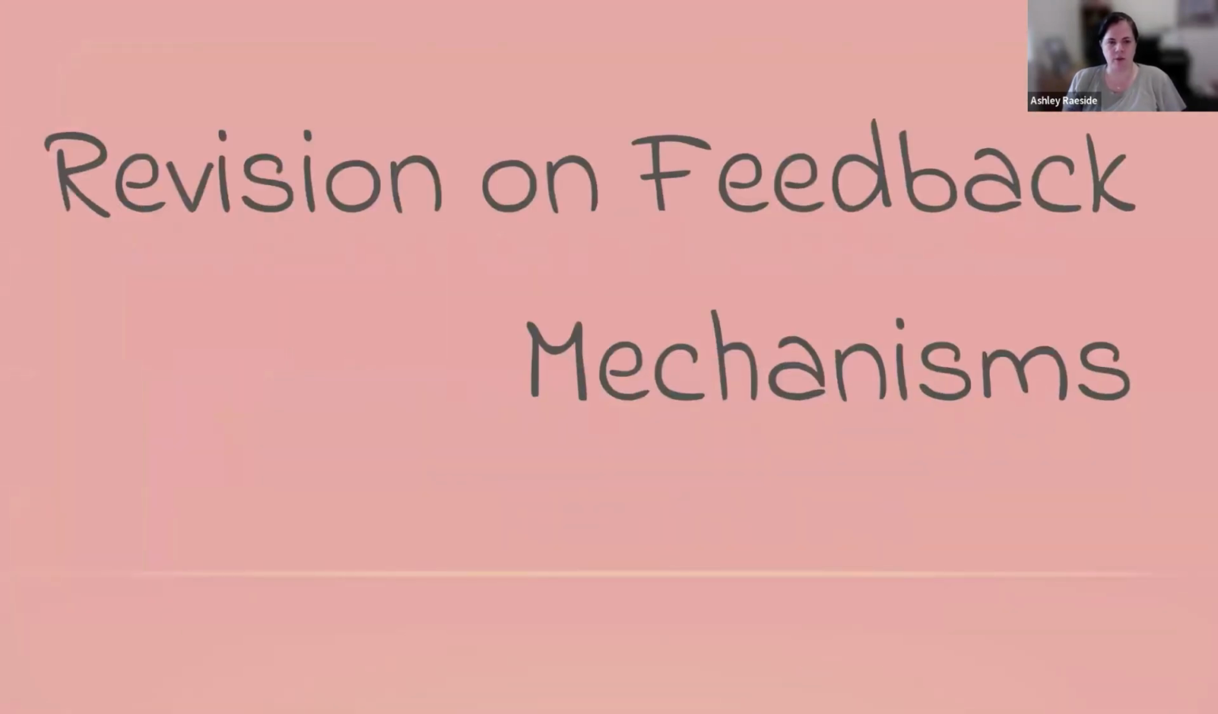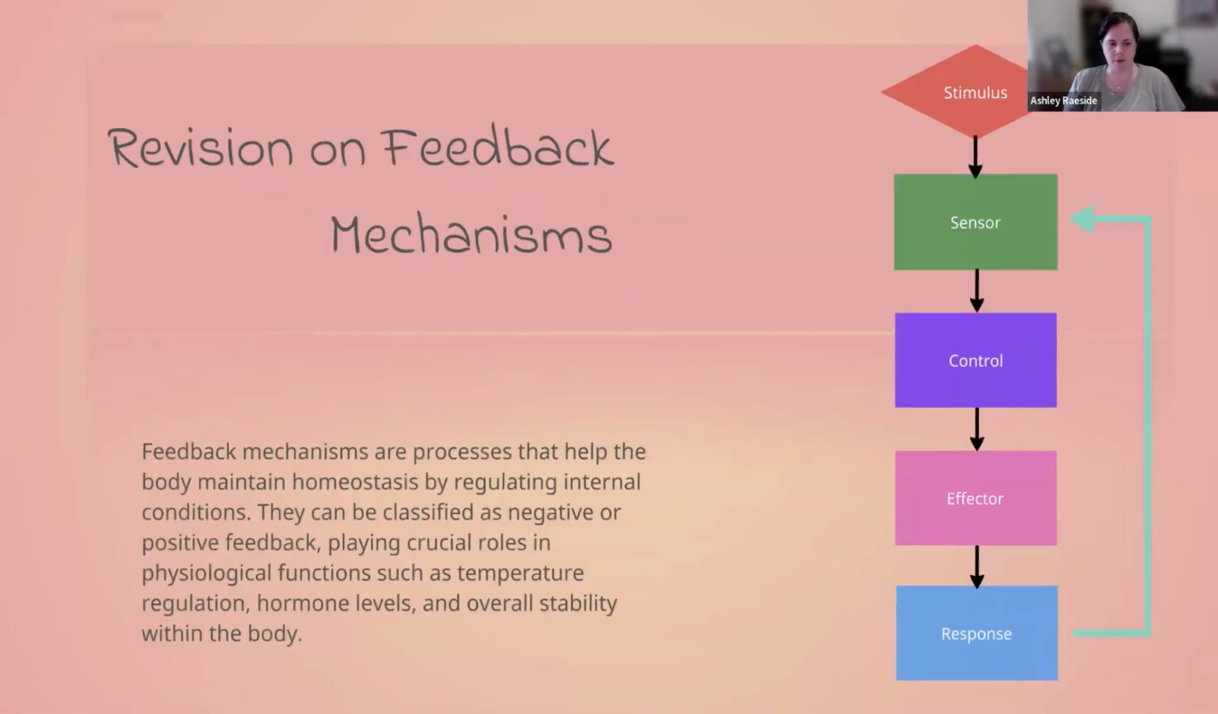So to start with, let's do a little bit of revision on our feedback mechanisms. So remember that these feedback mechanisms, whether negative or positive, are processes in our body that help the body maintain homeostasis, so that balance, by regulating our internal conditions. So it's a crucial function so that our bodies don't fail and that we don't get sick and that we're able to reset back to what's normal and optimal for our bodies to work. So these things are temperature regulation, hormone levels, overall stability within the body, and lots of other things which we're going to explore today.